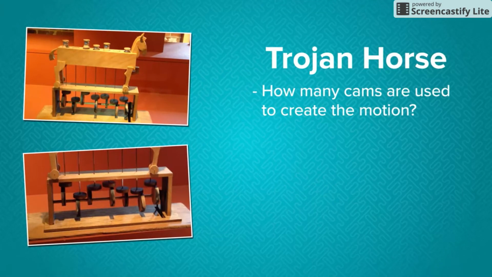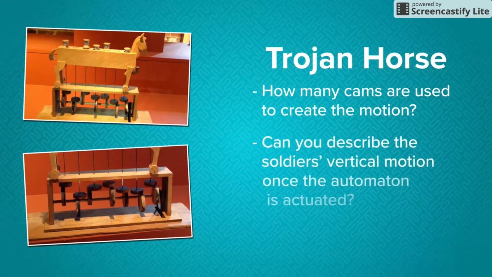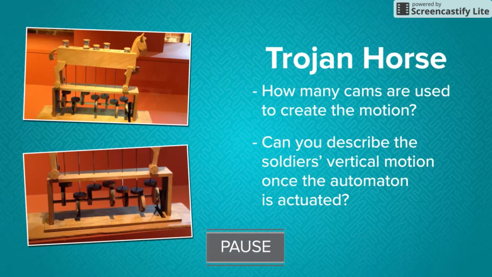Notice the orientation of the cams at varying rotational angles, each in a position to cause maximum displacement at a different time. Can you describe the soldier's vertical motion once the automaton is actuated? Pause the video to discuss these questions.